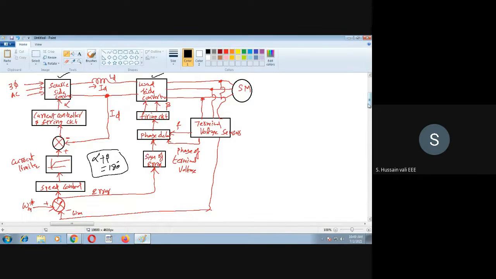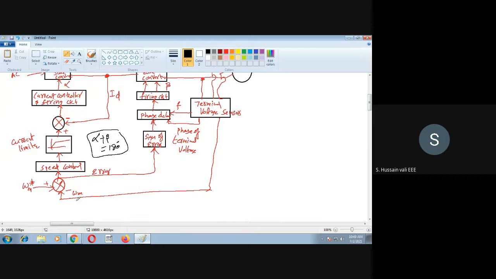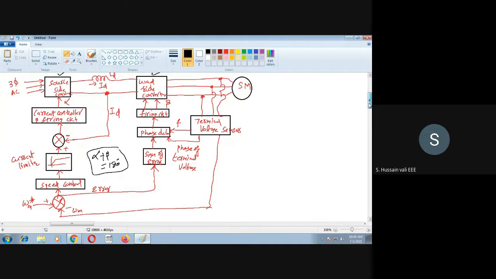Now another feedback here is the speed of the motor. Either you can sense it from here, or you can sense it here. This is an option: directly use your tachometer and sense it here. Otherwise you can do one thing. From this terminal voltage sensing, you know the frequency of that.